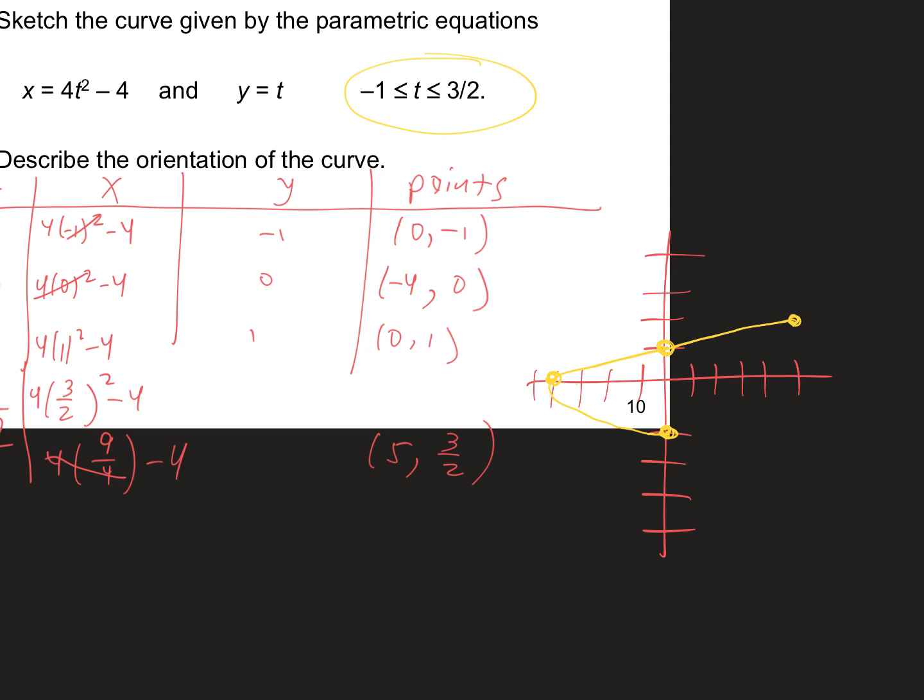And then what is important? What has to be included in this? The arrows. You have to show me the direction, the orientation. You got to show me how this is moving.